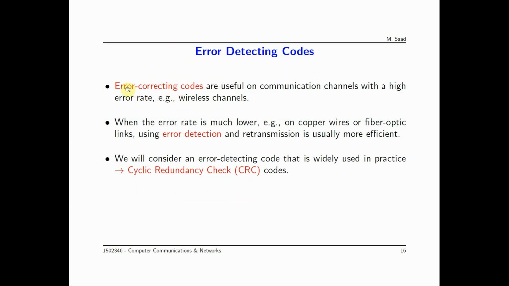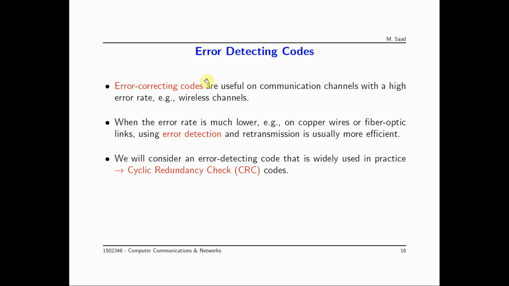We have noticed that error correcting codes need a lot of check bits, which means using up more bandwidth, more of the available capacity of the network, while error detecting codes need fewer check bits. On the other hand, error correcting codes allow the receiver to correct without asking to retransmit. So what is the trade-off here?